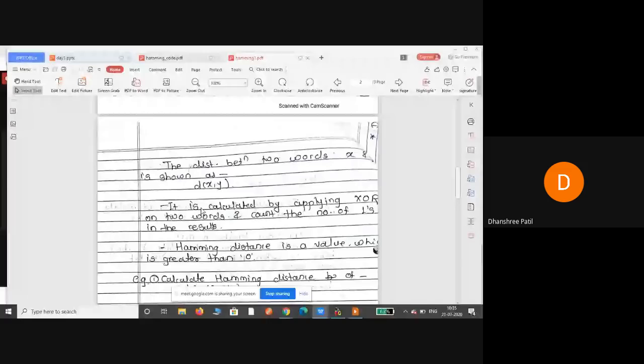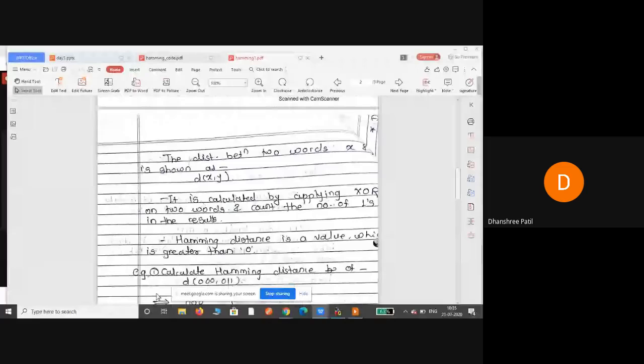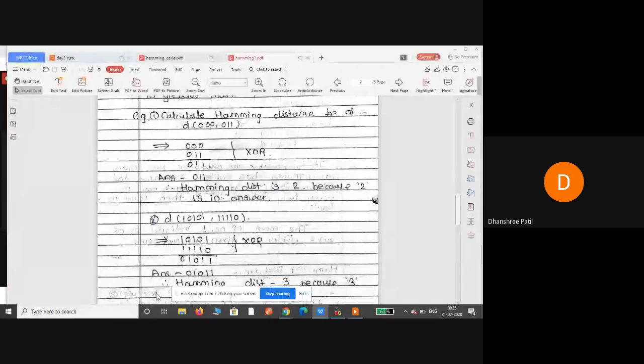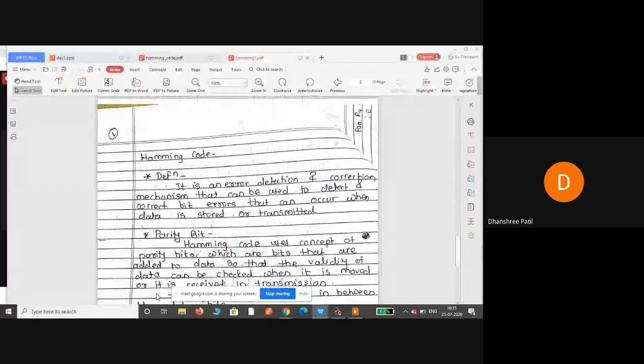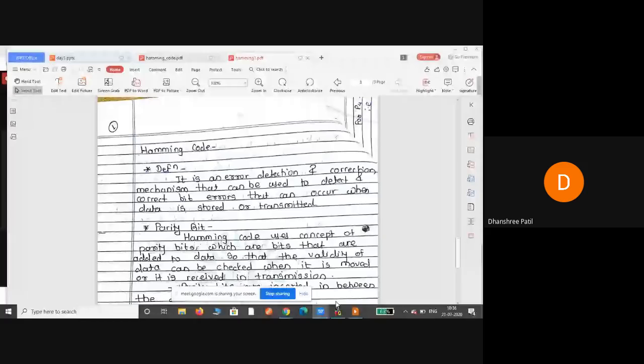Okay. Now next, what is the Hamming code? So the definition is: it is an error detection and correction mechanism that can be used to detect as well as correct bit errors that can occur when data is stored or transmitted. So that is the definition. Now what is meant by the parity bits, or we can say check bits?